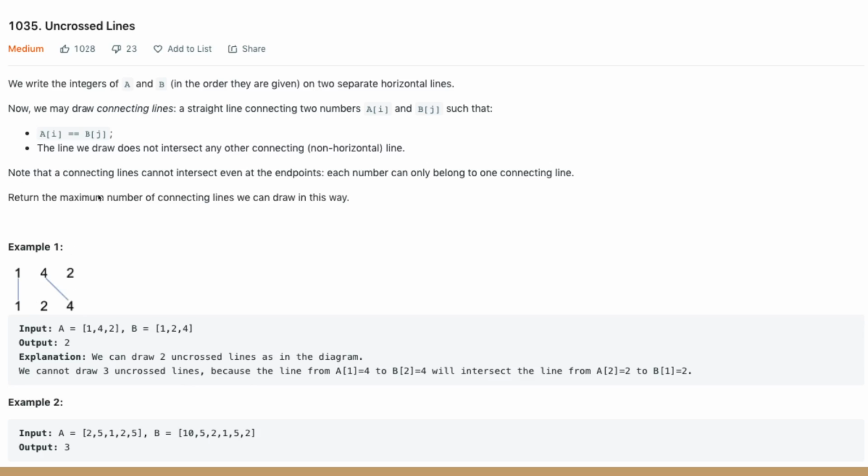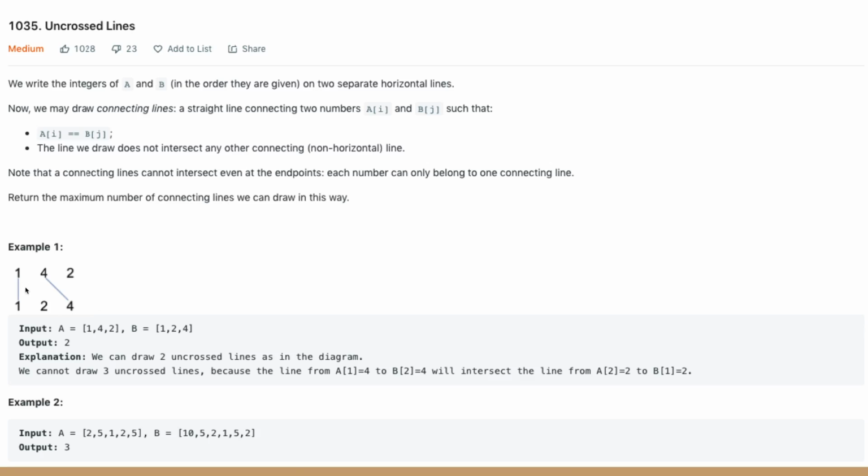And return the maximum number of connecting lines we can draw in this way, without crossing. How many lines can we draw? It looks hard. It looks like a graph matching problem, but can we translate it to something we know? But actually there is.